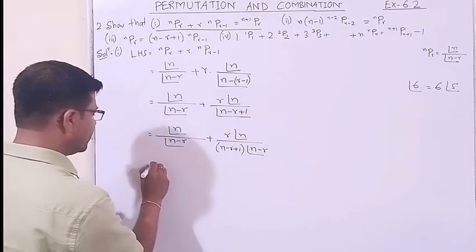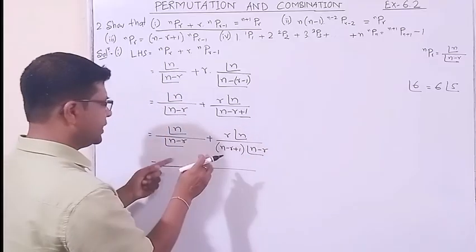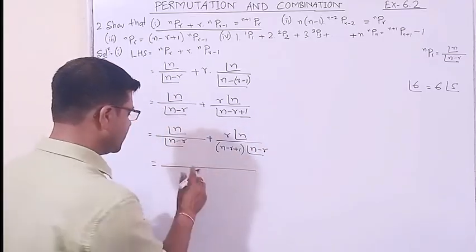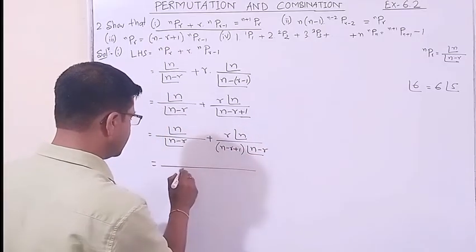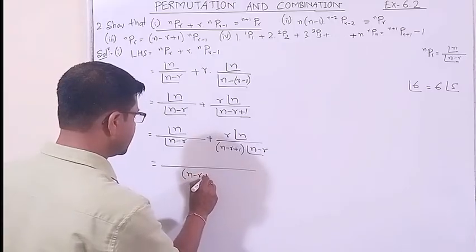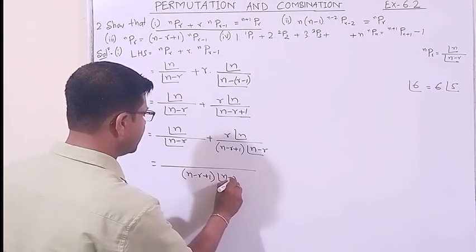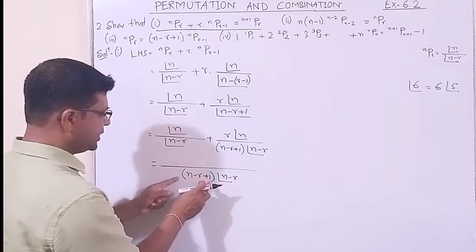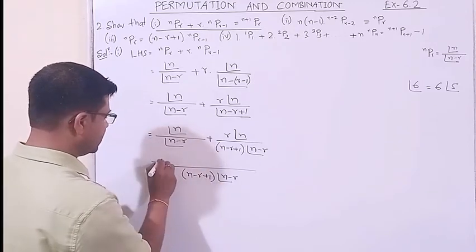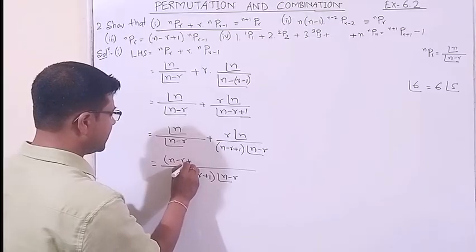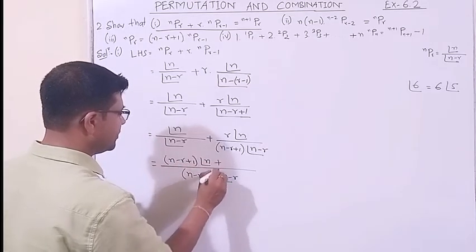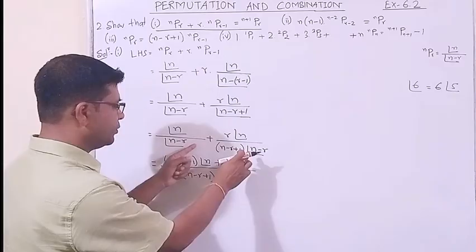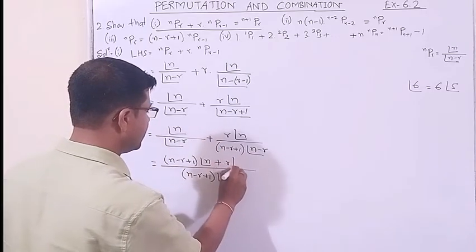Now we will take the LCM. You see, this term is common. So the LCM is this into this common term, which is n minus r plus 1 into factorial n minus r. Correct? So this divided by this is this into factorial n. So this is n minus r plus 1 into factorial n, plus this divided by this is 1, and 1 into this is r factorial n.